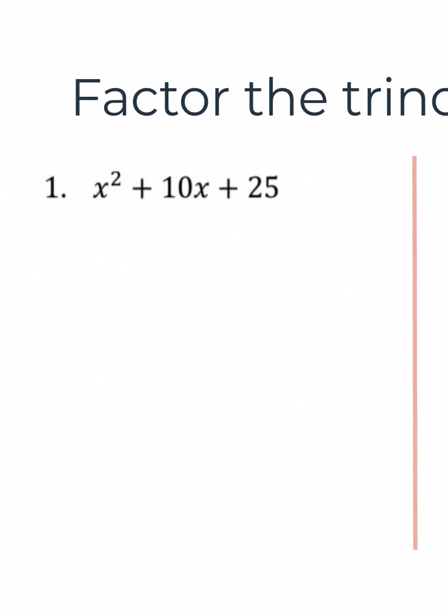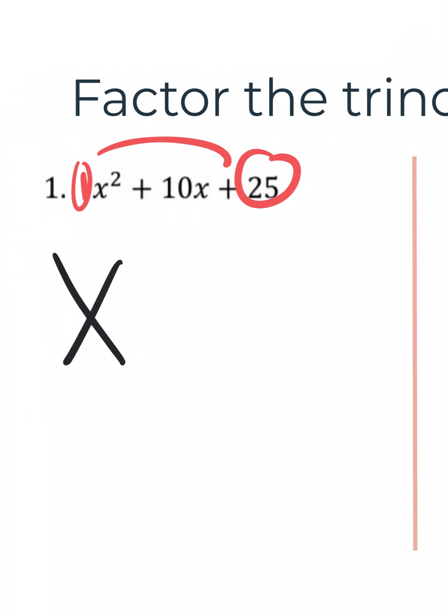So let's start with this first one right here. So we have x squared plus 10x plus 25. Remember, we always start with our a and we multiply that times our c. So if there's no number in front of your a, it's really a 1, and then you multiply that by your c, which is your 25. And then you draw your x in. 1 times 25 is 25.